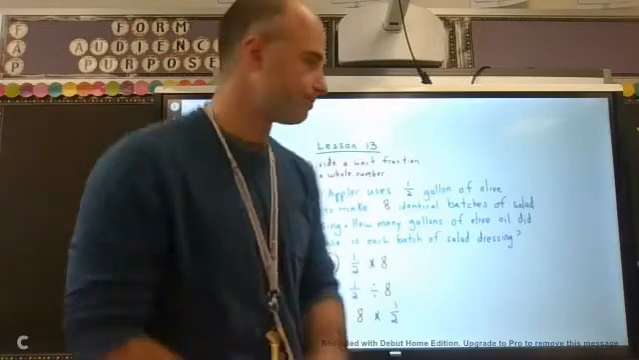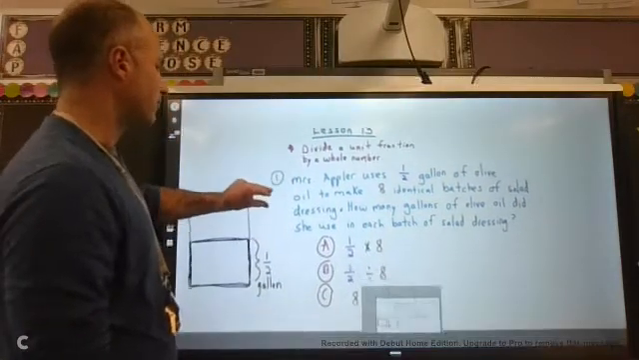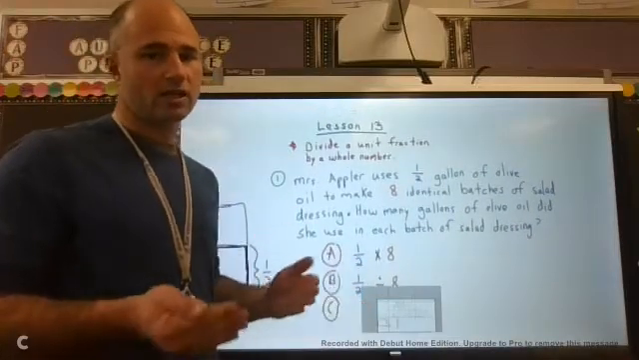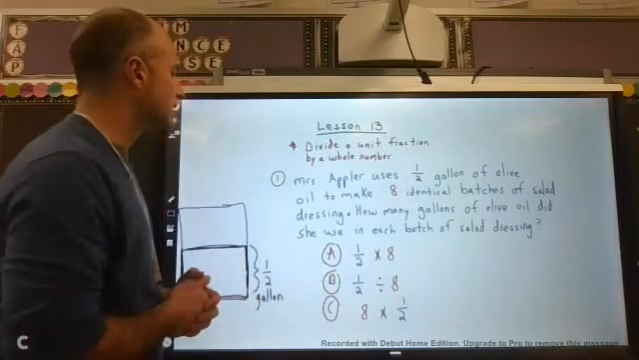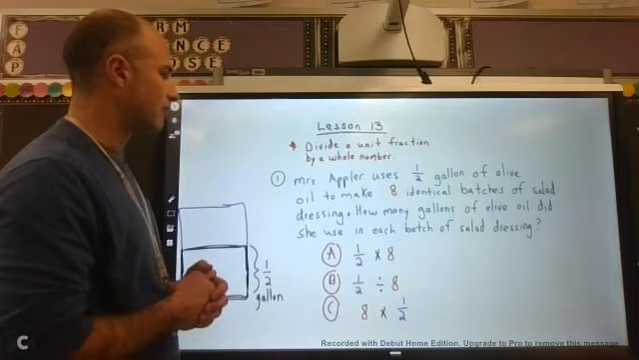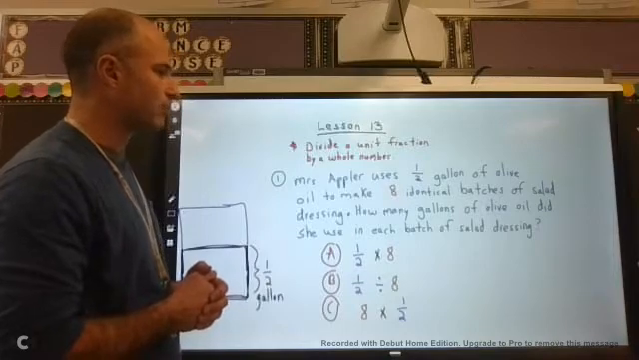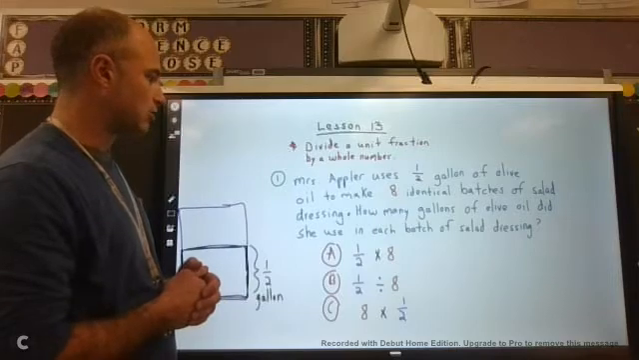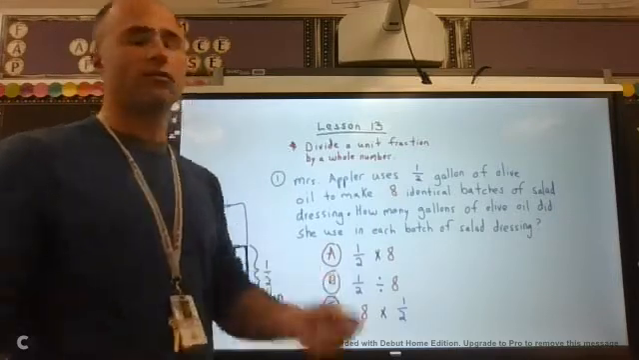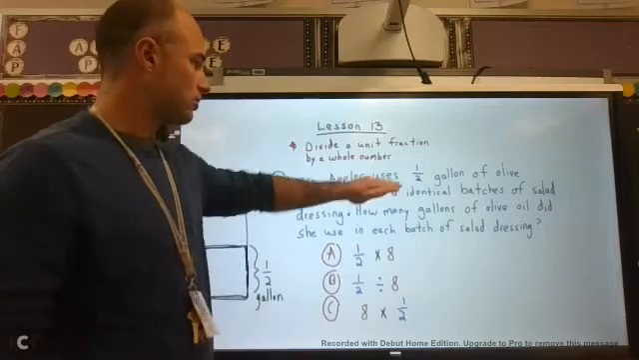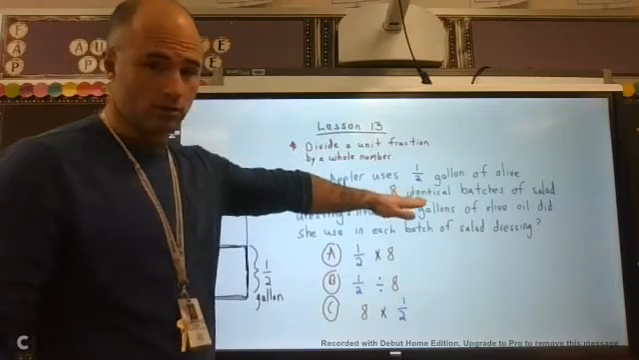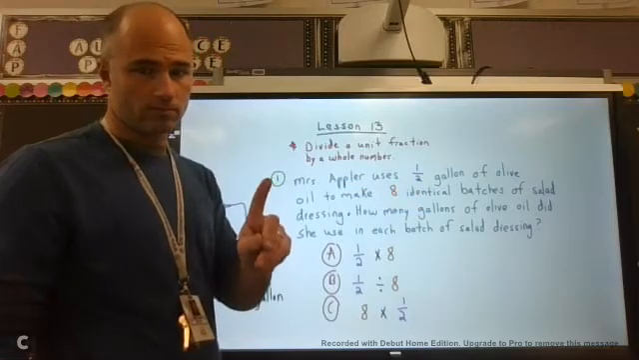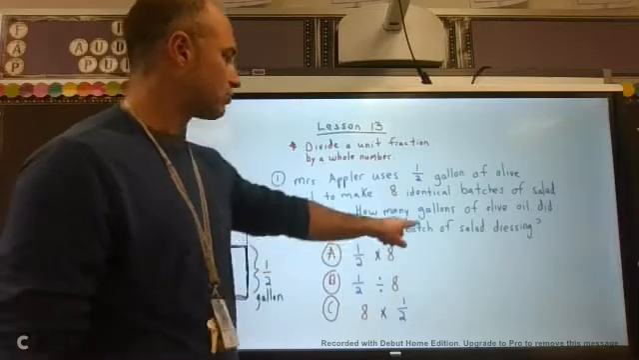Here we go, problem number 1. Dividing a unit fraction by a whole number. Okay? We've done this before, but we haven't done it in a word problem. Mrs. Appler uses half a gallon of olive oil to make 8 identical batches of salad dressing. How many gallons of olive oil did she use in each batch of salad dressing? So she's using a half a gallon to make 8 batches. But how much is being used for just one batch? Okay, how much did she use in each batch?